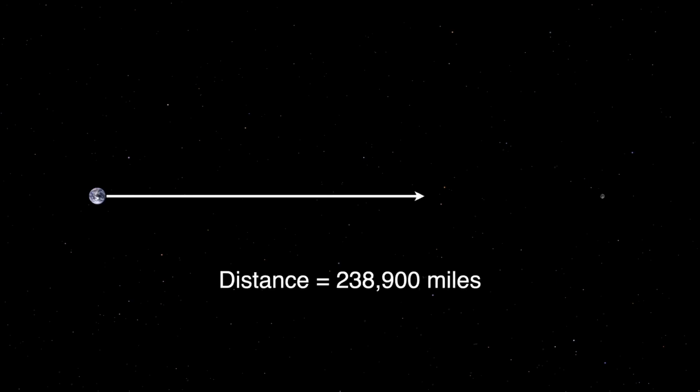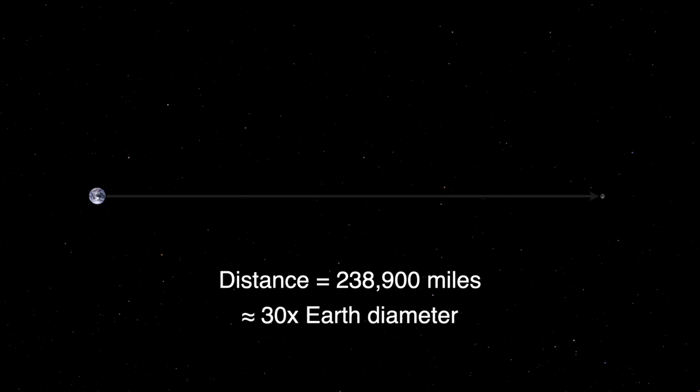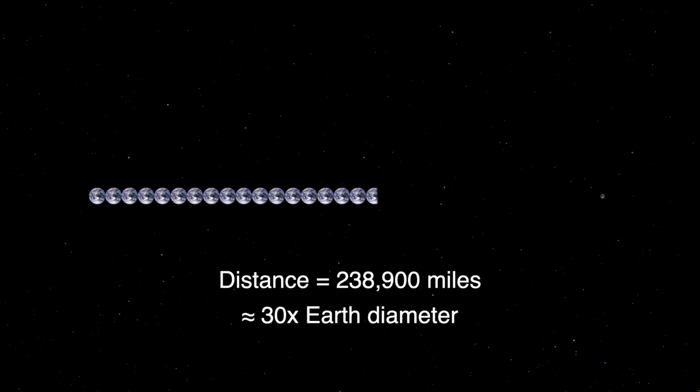Now you can see why it's not practical to have both the size and distances scaled properly in books and illustrations. The Moon is, on the average, 240,000 miles from the Earth. That's about 30 Earth diameters between them.